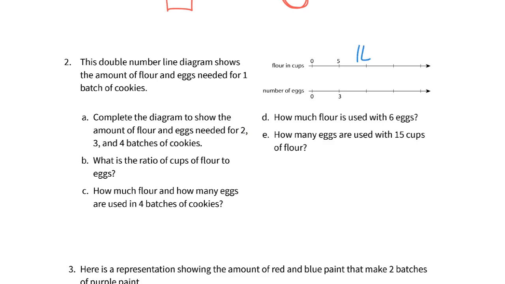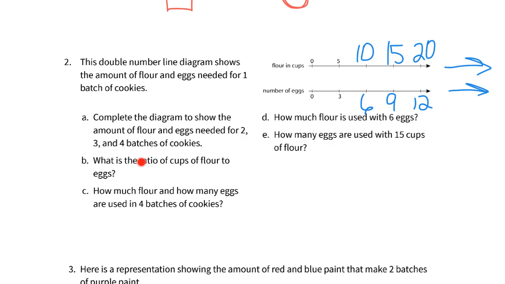So another 5 cups of flour would require another 3 eggs. Another 5 cups of flour would require another group of 3 eggs. And lastly, another 5 cups of flour is going to require another 3 eggs. So there is our completed double number line. Of course, we could keep going forever, so you're never really finished filling out that double number line.